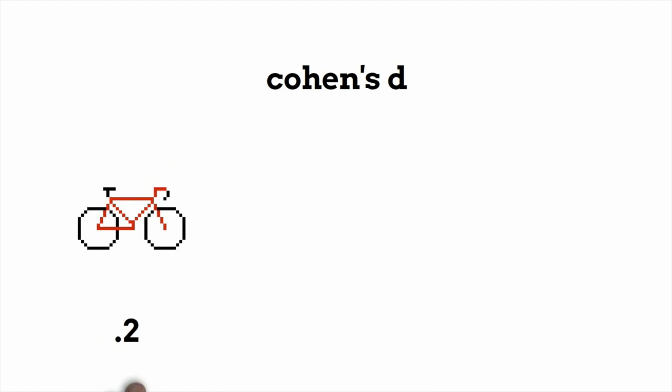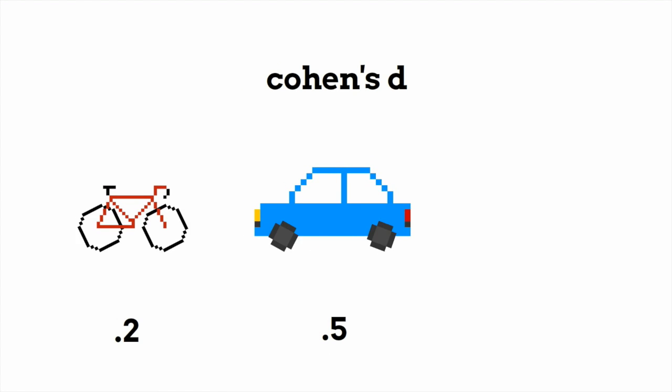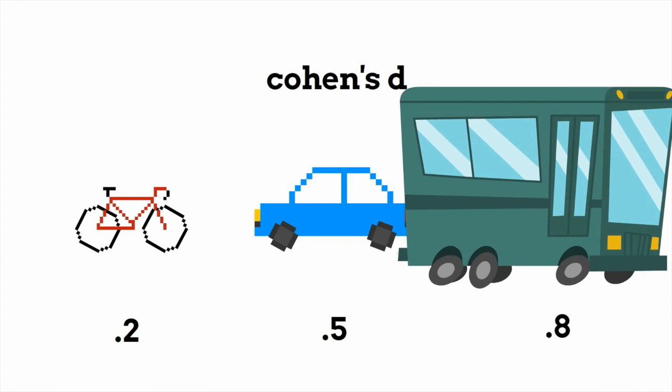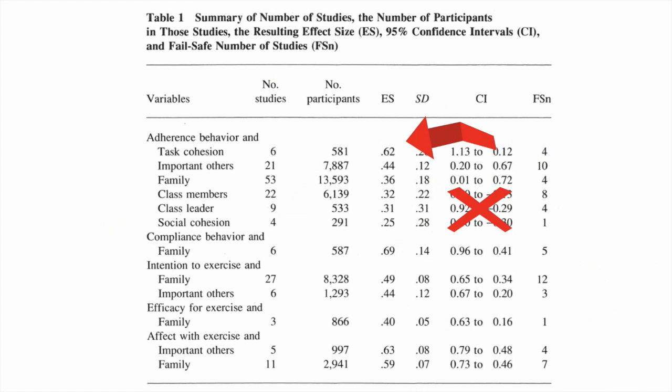Now, this paper uses an effect size that's based on Cohen's d, which means that the standard for this is that a small is about a 0.2, a moderate is about 0.5, and a large effect size is 0.8. So if we have a look along here and rate them based on how big they are, you can see that adherence and task cohesion has a moderate to large effect size.